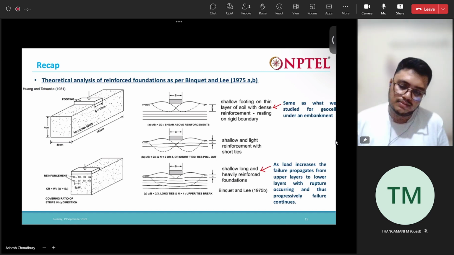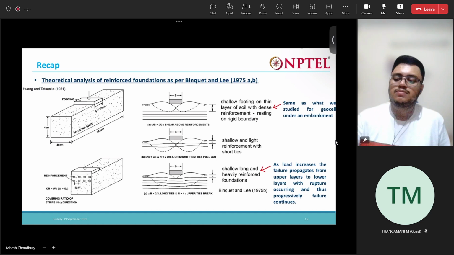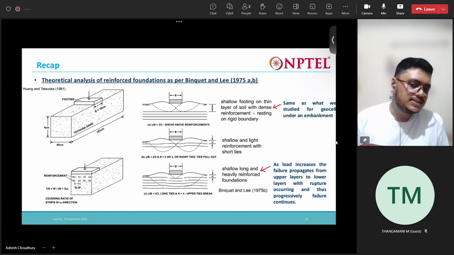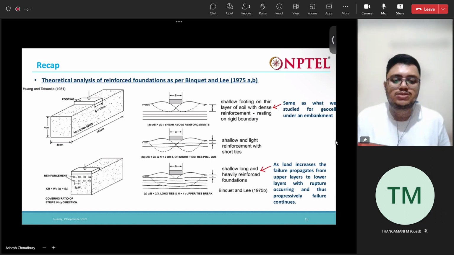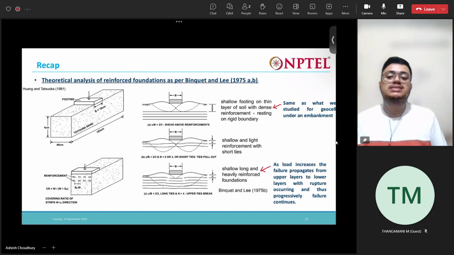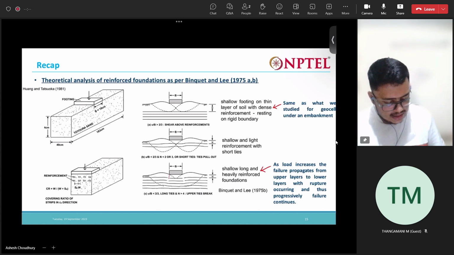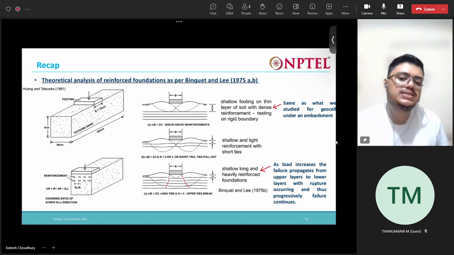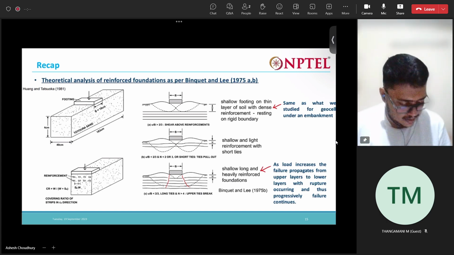In that case, if the design is not correct, the failure will be in terms of breakage. There will be tensile breakage. As load increases, the failure propagates from upper layers to lower layers with rupture occurring, and thus the failure progressively continues. We will see where this rupture actually occurs in the upcoming slides. Where does this reinforcement actually break? We will see that.